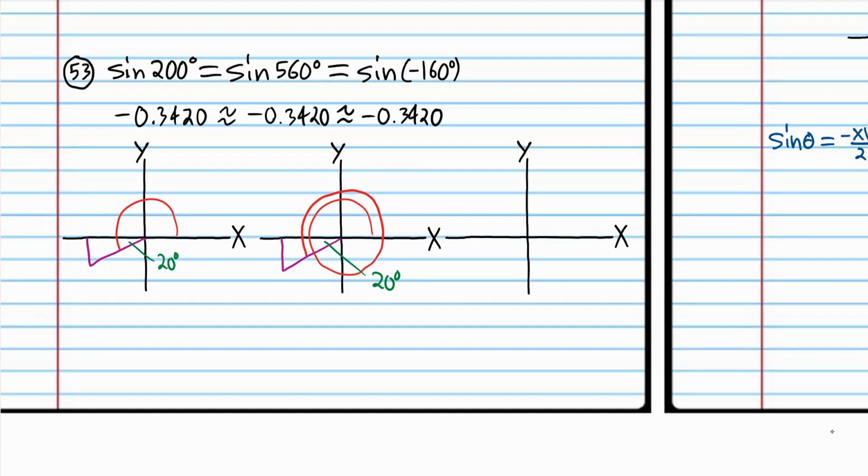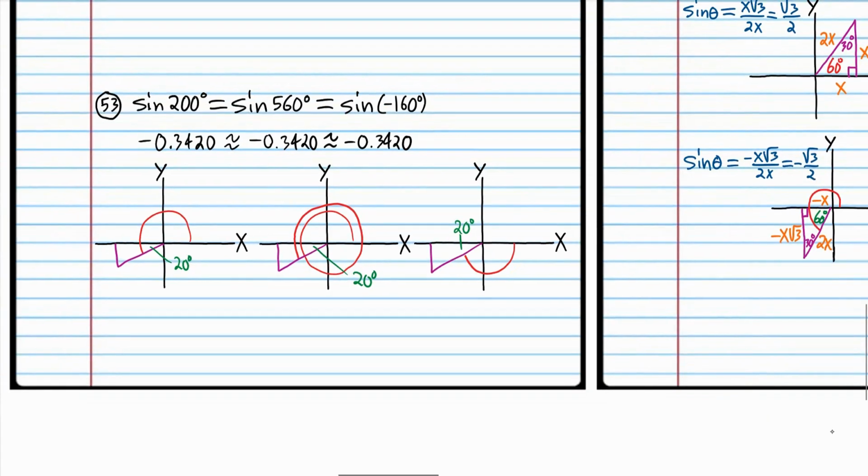Let's try rotating negative 160 degrees, and we get to about there, and of course, we have the same triangle with the same reference angle. So all the triangles are in the third quadrant. They all have the same reference angle, and therefore, if you were to calculate these values, you would get the same number.